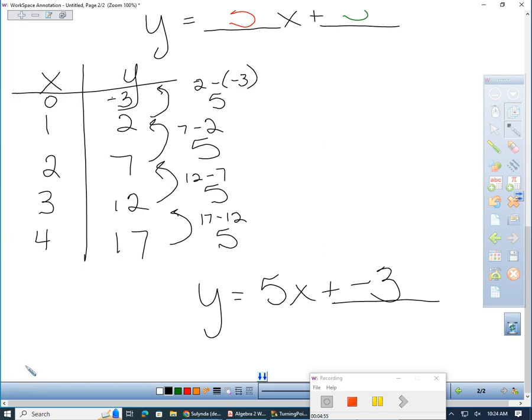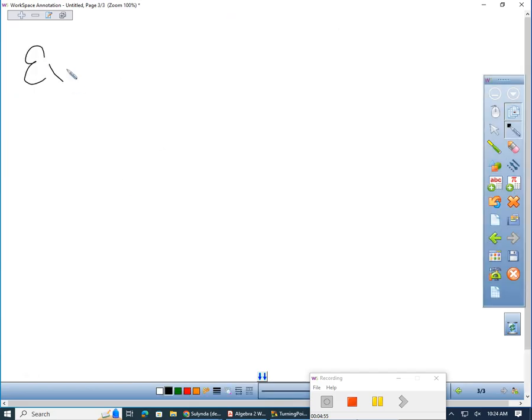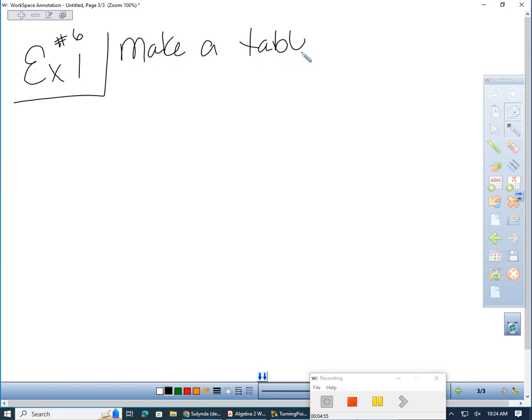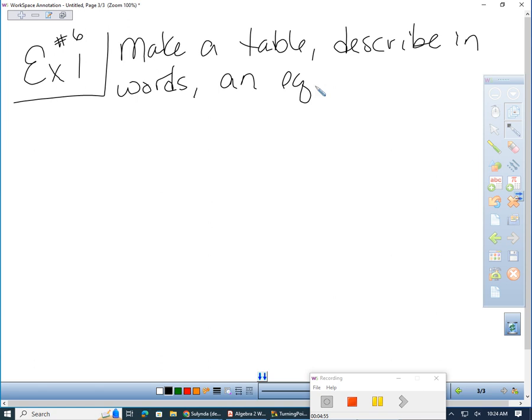All right. So now let's talk about some examples a little bit closer to what's actually in your homework, now that it follows this idea. So here is example number 1. Similar to number 6 where you're starting. Make a table, describe in words, an equation, and graph.